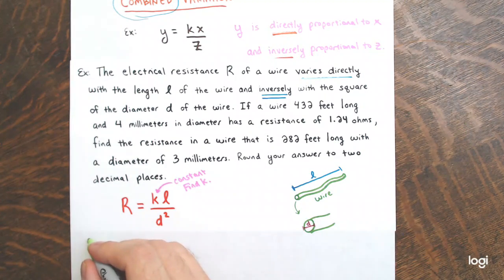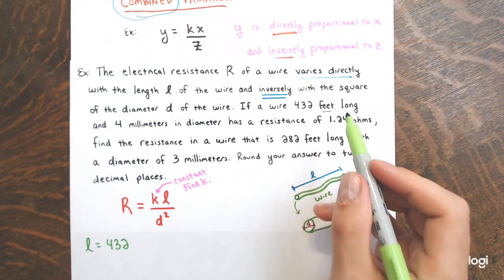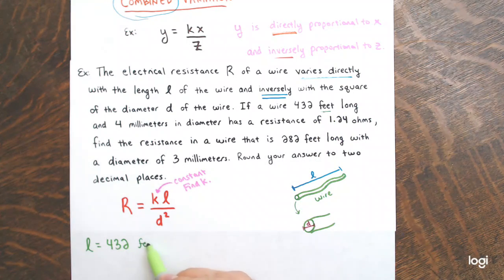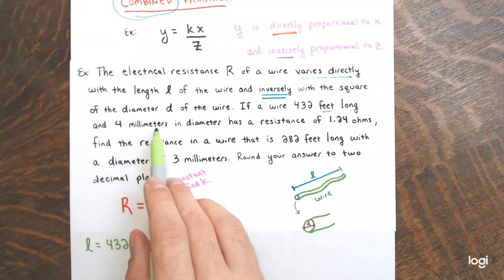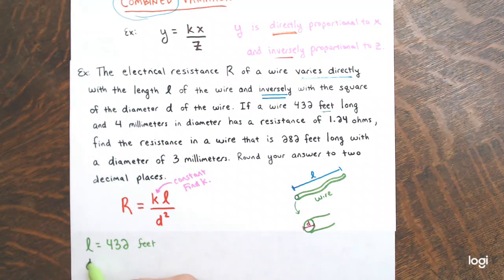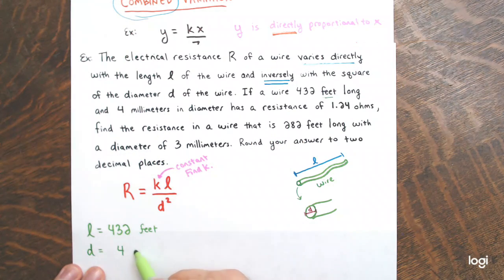So they gave us the length of the wire. They said it was 432, and they're telling us length. They're basically giving us the units. The length is going to be in feet, right? But I'm just going to put 432 in for L. They told us the diameter, right? 4 millimeters. So that lowercase d was 4 millimeters, right? So that tells me the units of the diameter throughout this problem. They'll be in millimeters. So whenever I see another diameter, it better be in millimeters, right?